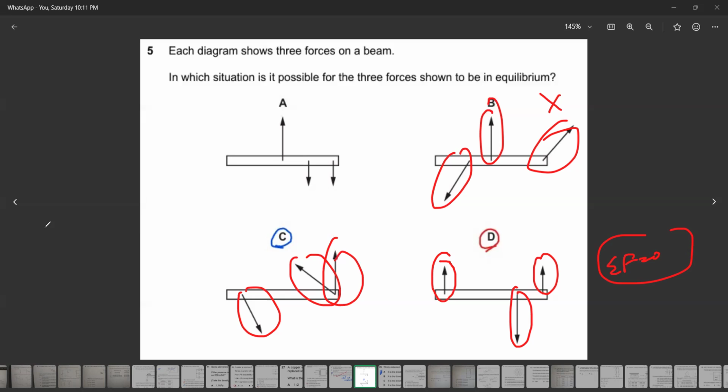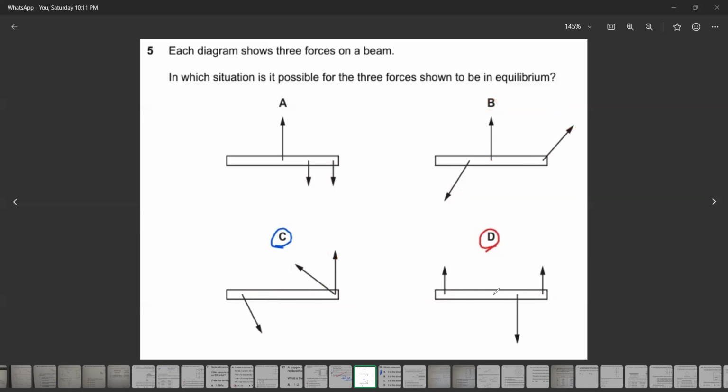For the moment of D, the clockwise moment equals the anti-clockwise turning effect, where we take a pivot at the center of rotation. These two forces are not acting at the same distance from the pivot. Like here, see this force and this force. So when I take the center, this is the center.